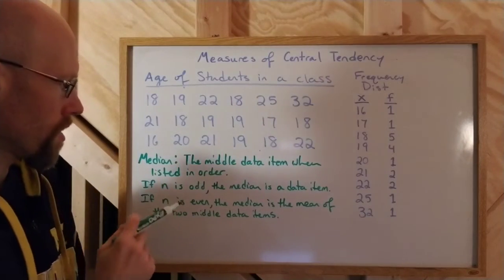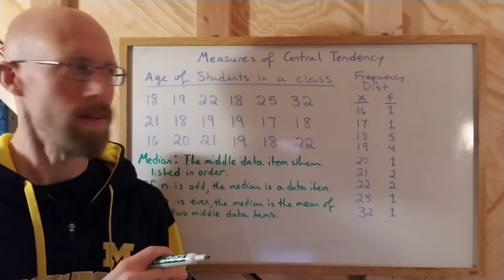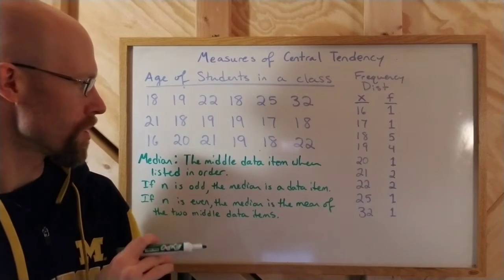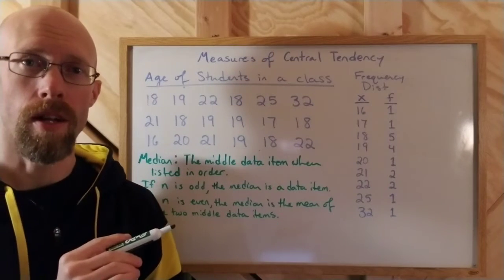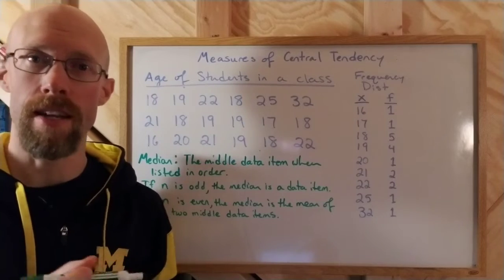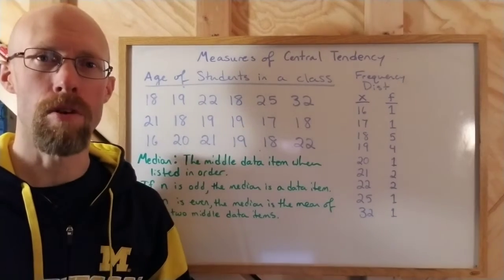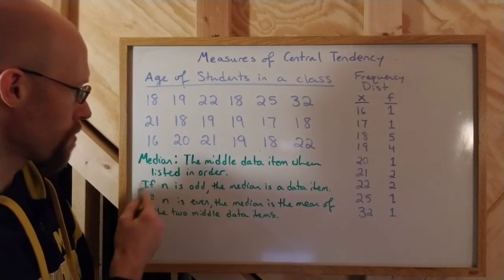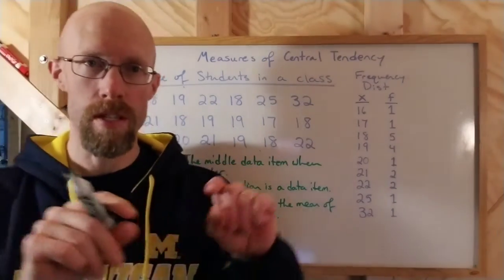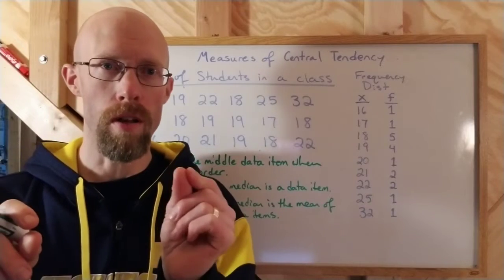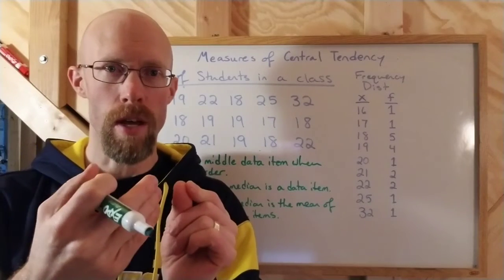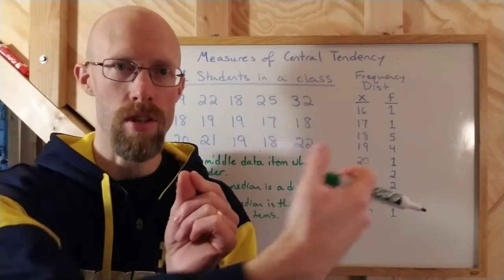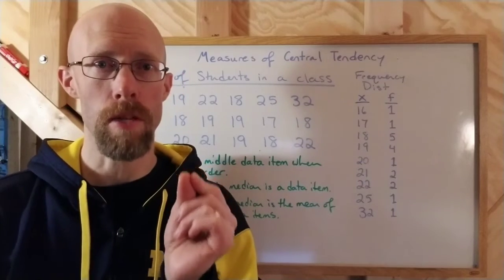Now there's a little bit of a detail here that needs to be sorted out based upon whether the data set has an even or odd number of data items in it. And so if you have an odd number of data items, when you list them all out in order, there's going to be one exactly in the middle where you have the same number on either side of it. Okay, that's going to be your median.